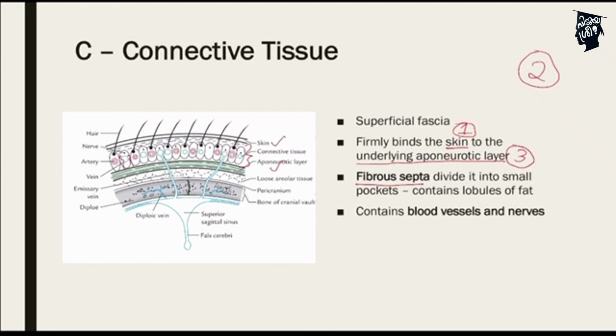Next important feature regarding this layer is the presence of blood vessels and nerves. You can see cross sections of arteries and veins and nerves in this region. So this is the vascular layer of the scalp. So that is the connective tissue.